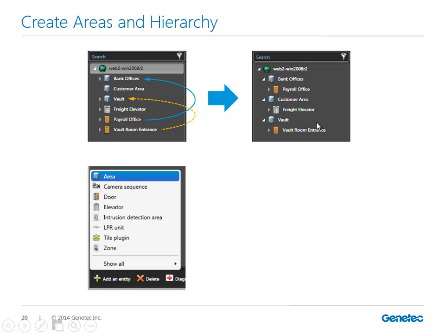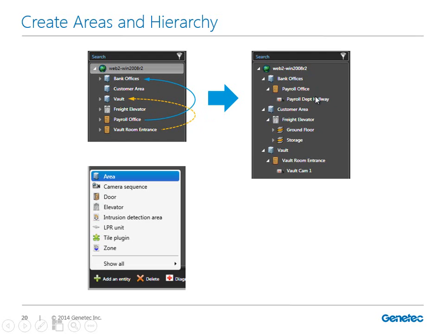Now the cameras that have been associated with the doors will get moved as well because they're considered a child entity of the door. So if we expand everything, we can see that we've got the cameras and the elevator floors and everything associated with its parent that we moved as well.